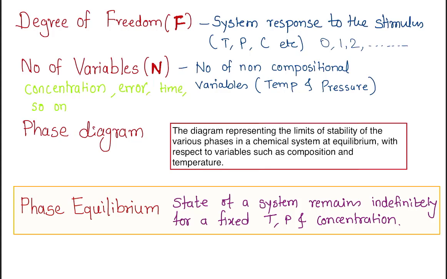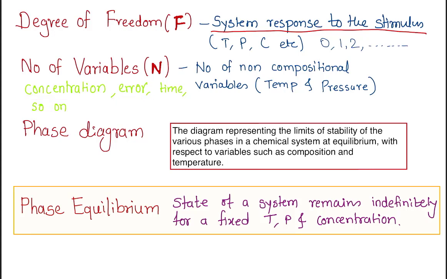Then there is a term called degree of freedom. A degree of freedom is defined as the system response to the stimulus. The stimulus can be temperature, pressure, concentration, time, error, anything. And degree of freedom is a number from 0 and onward. Then there is a term called number of variables. Generally there are many variables.